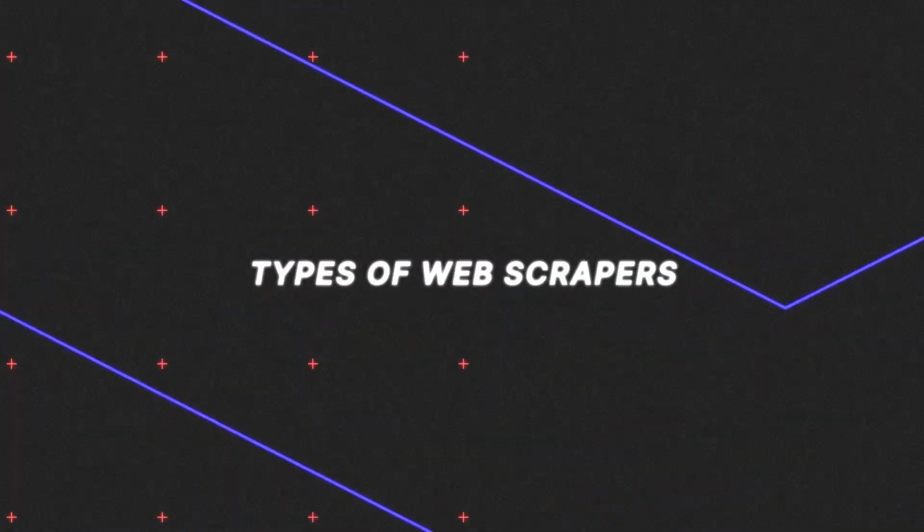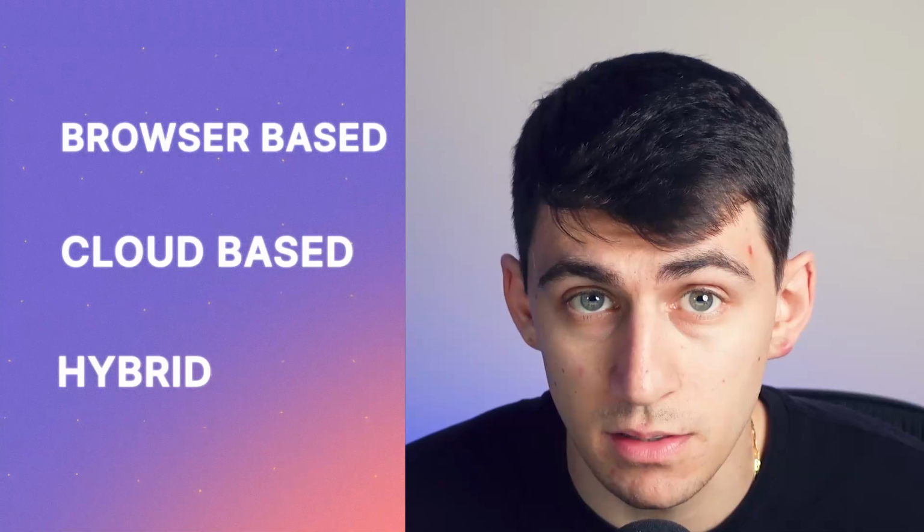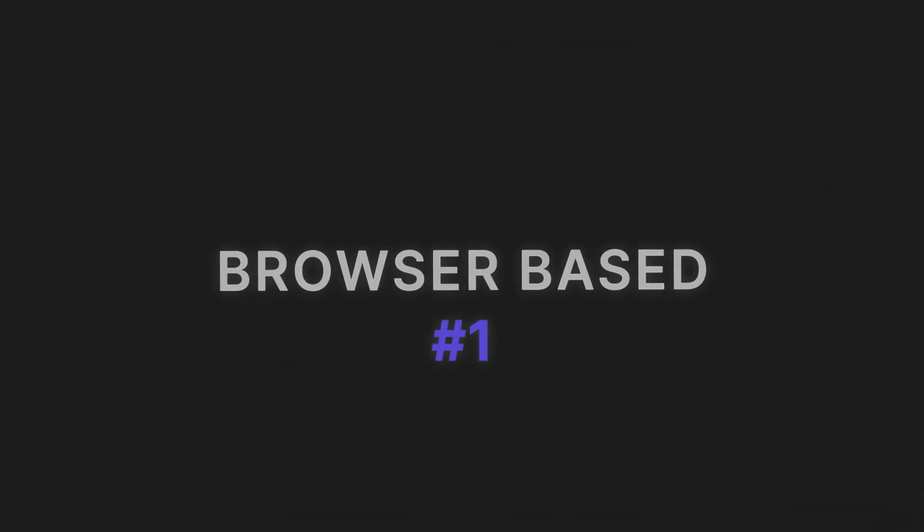Types of web scrapers. So what are the different types of web scrapers? There's no one size fits all web scraper. What might work for one user might not work for you and vice versa. They fall into 3 categories: browser-based, cloud-based, and hybrid. If you want to find a scraper that fulfills your requirements most efficiently, it helps to know how these 3 differ. First, browser-based. These are scrapers that operate from the browser itself, whether that be Chrome, Firefox, or Edge.